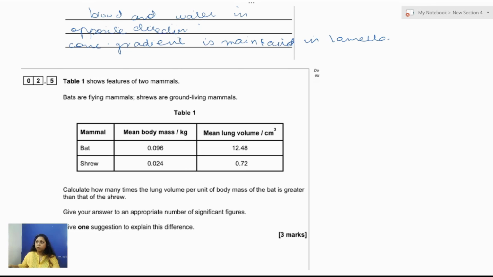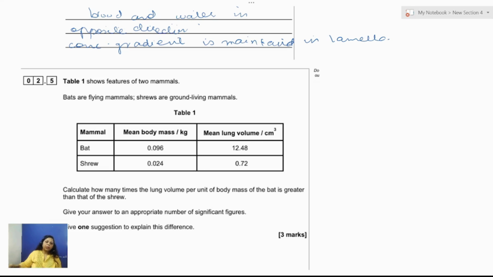Yes. Okay, and what would be your answer? Can you calculate the answer for me? Okay, 130. 130, okay. And in shrew, it's 30, correct. Okay. So give the answer in appropriate form.